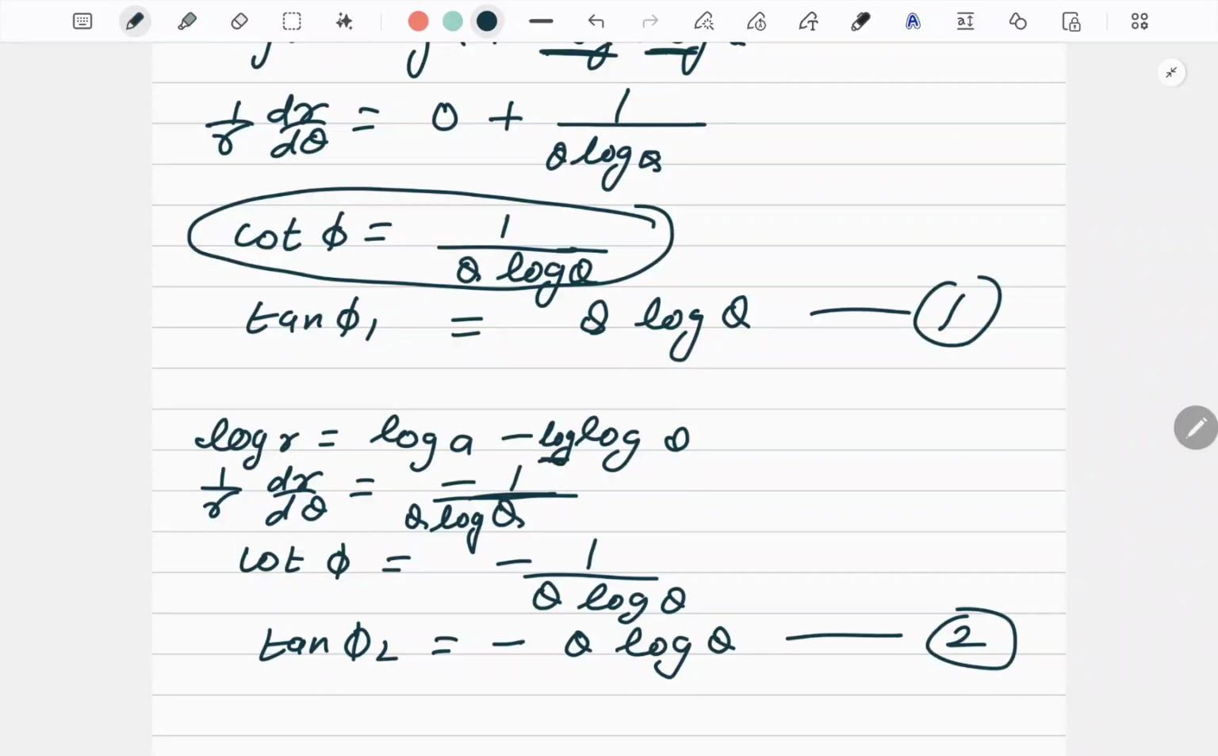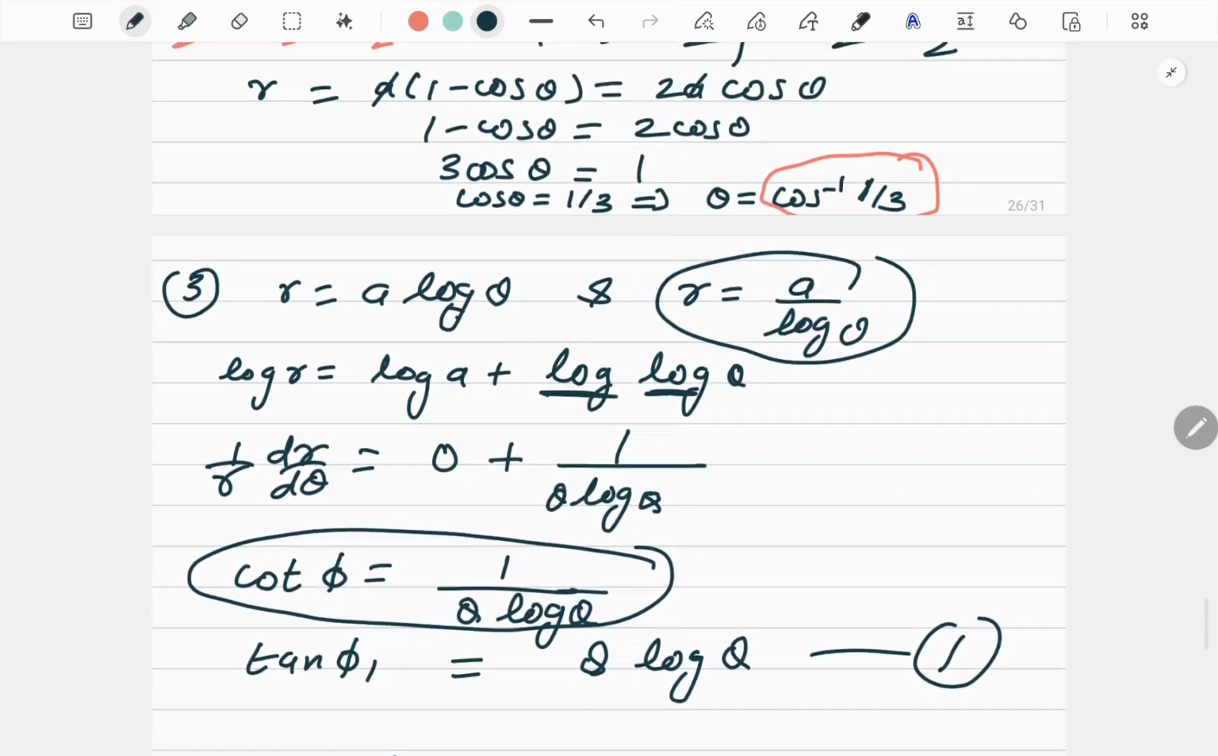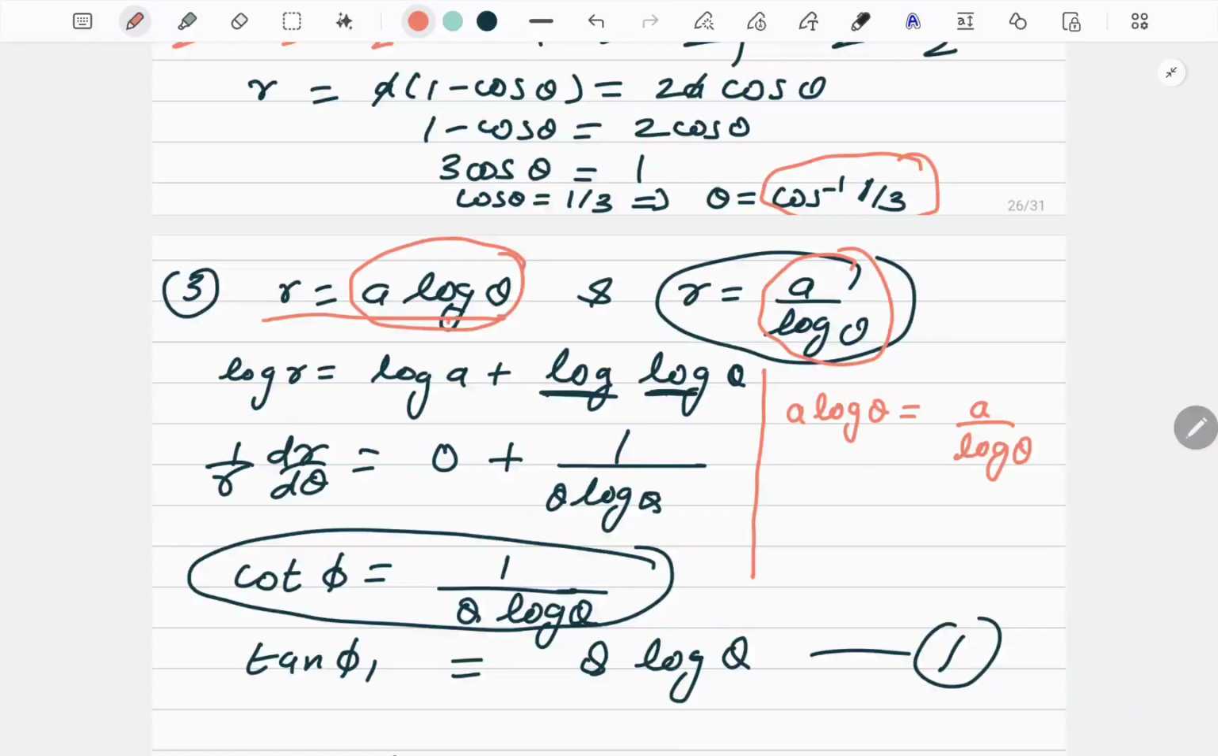Now I have to use the formula of tan of phi 1 minus phi 2, so I should substitute the values of tan phi 1 and tan phi 2 over there. But if I substitute this theta log theta, it will be a little messy. So, as I said, I don't want theta in the answer. I will go back to the question and try to get the value of theta. See here, what is the value of r in the first part? A log theta. What is the value of r here? A by log theta. So I can equate both values. So I'll say a log theta is equal to a upon log theta. Correct? Both are the values of r.